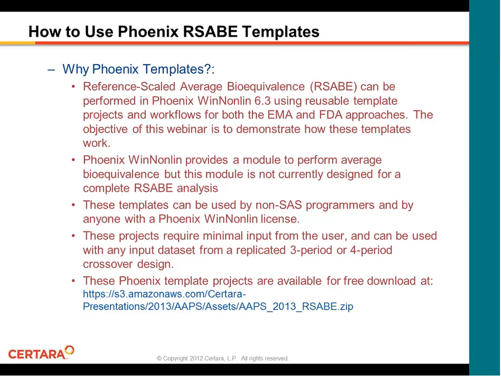Currently, Phoenix only has a BE module to do standard average bioequivalence, but reference scale average bioequivalence analysis can be accomplished via workflows. These workflows can be extensive, but the methodology is pretty fixed, so templates can really help you do this work and reuse the steps.